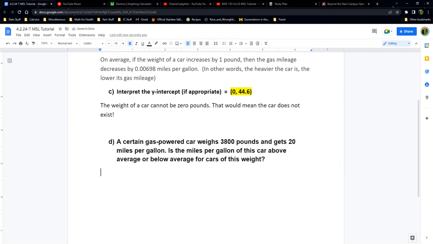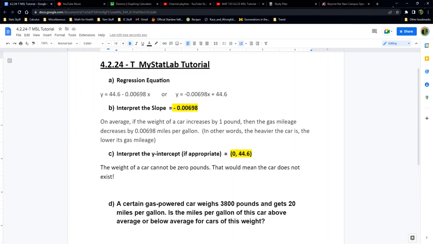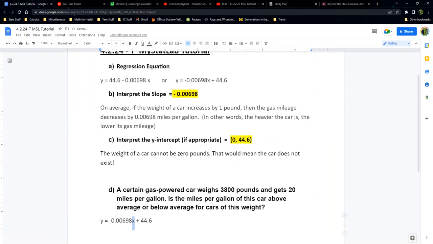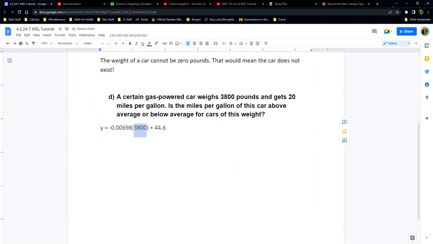Okay, so first thing I have to do is figure out what we expect. So I have to find y hat. So let me insert an equation in here. Actually, let me copy and paste it. Either one will work. I'll take this one. So that's my equation, but instead of x, I'm going to put the weight, because x was the weight of the car. So I'm going to take 3,800 and paste it in there.